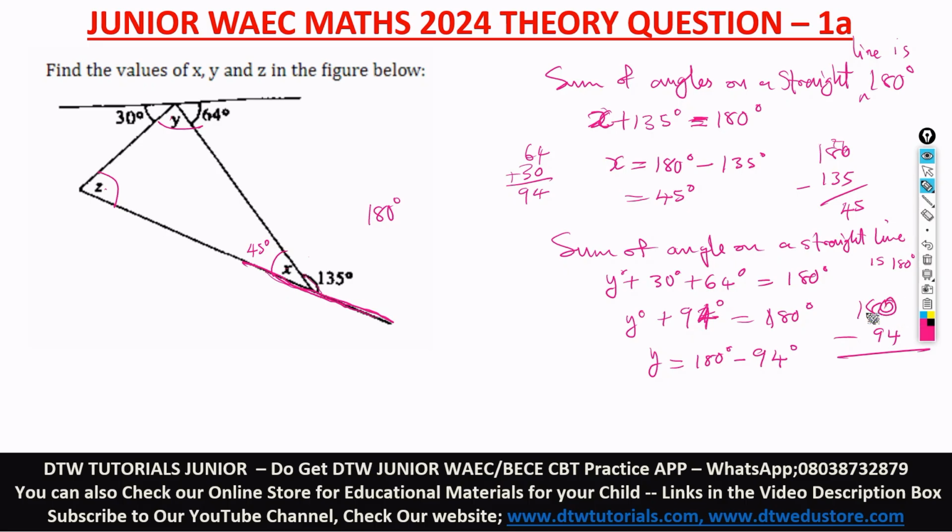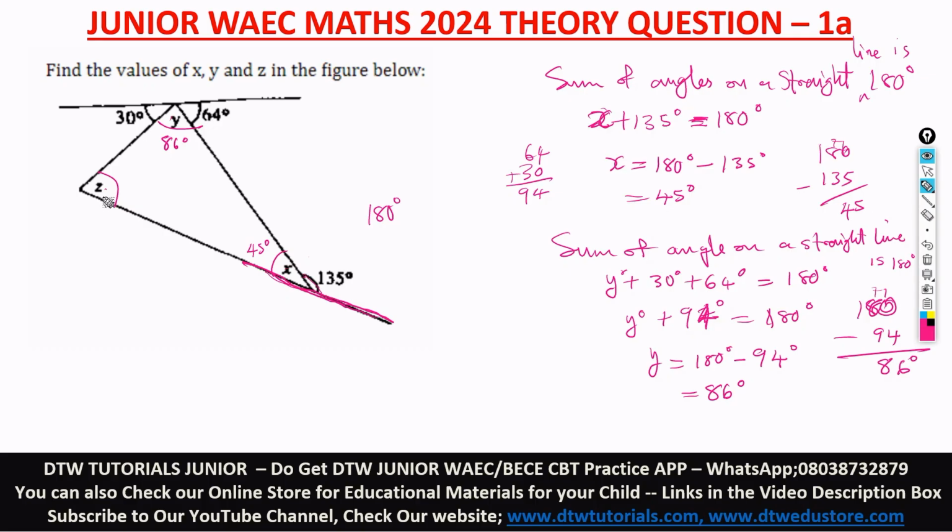I'm assuming you're not given a calculator. So you borrow 1 here, that's 10. Subtracting gives you 6. What are you left with here? 7. You have to borrow 1. 17 minus 9 will give us 8. Okay, so our answer here is 86 degrees. So y is 86 degrees.